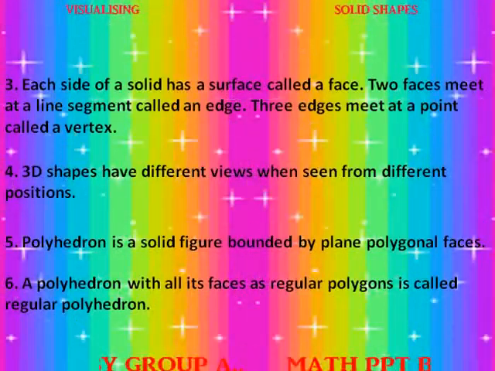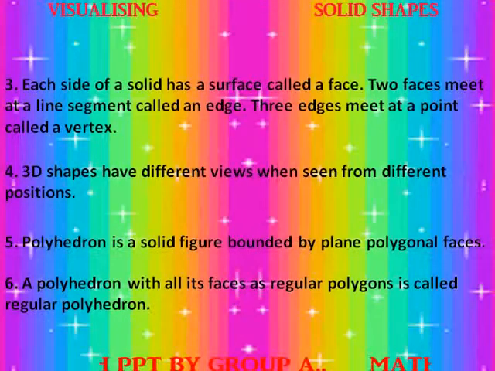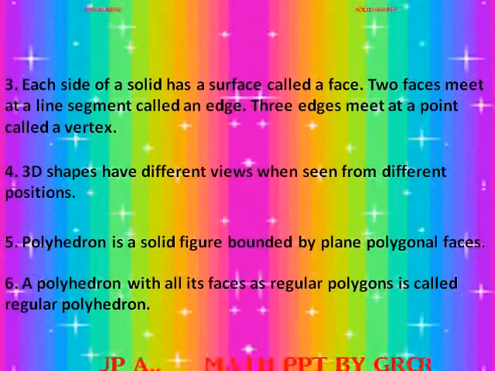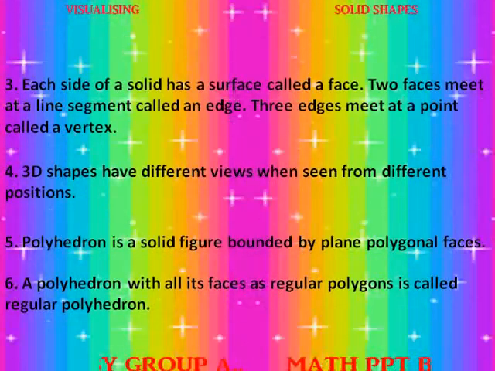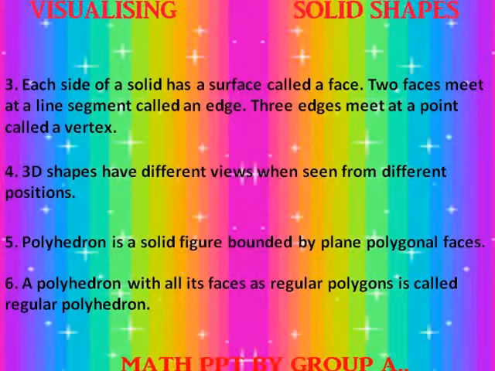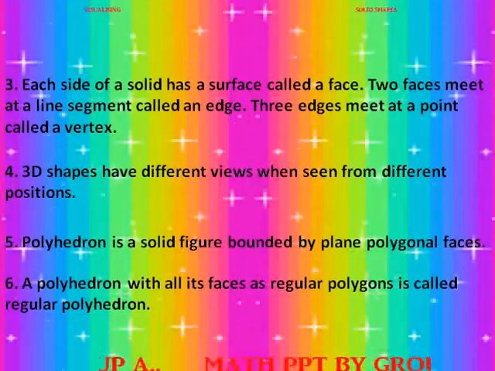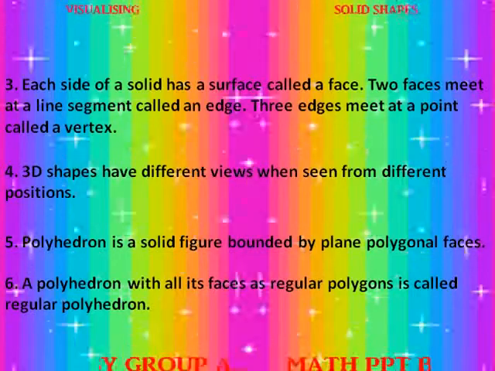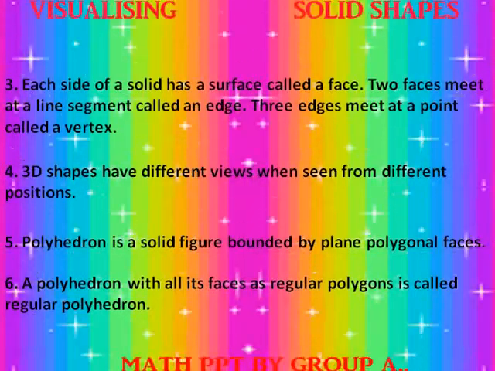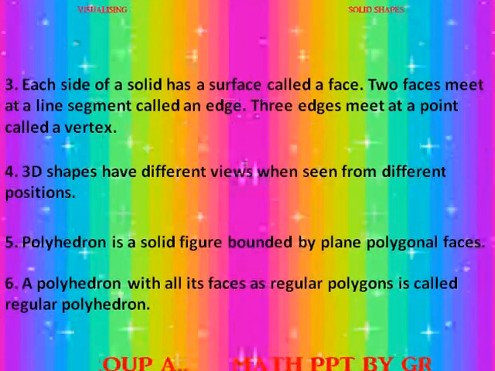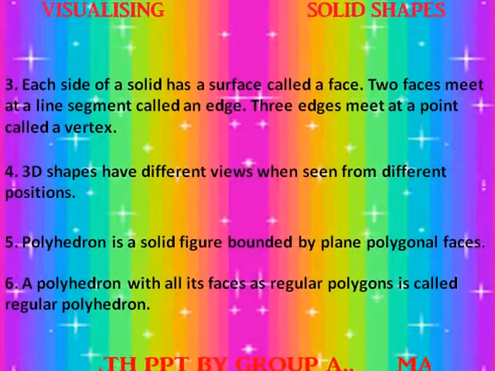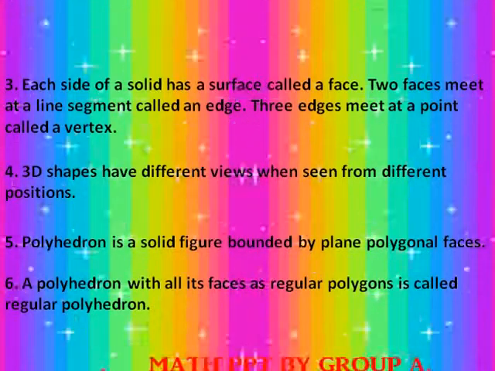3. Each side of a solid has a surface called a face. 2 faces meet at a line segment called an edge. 3 edges meet at a point called a vertex. 4. 3D shapes have different views when seen from different positions. 5. Polyhedron is a solid figure bounded by plane polygonal faces. 6. A polyhedron with all its faces as regular polygons is called a regular polyhedron.